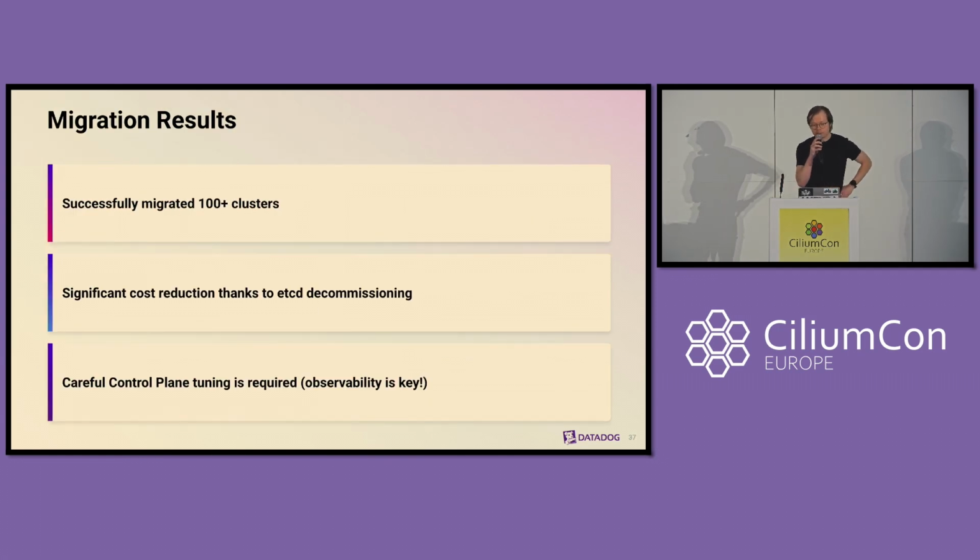And just to sum it up, we successfully migrated more than 100 clusters to the CRD mode. We saw some significant cost reduction, and also the ops became easier with fewer etcd clusters to manage in our infrastructure. And maybe one takeaway for you if you want to attempt this is that careful control plane tuning is required, and observability is key.